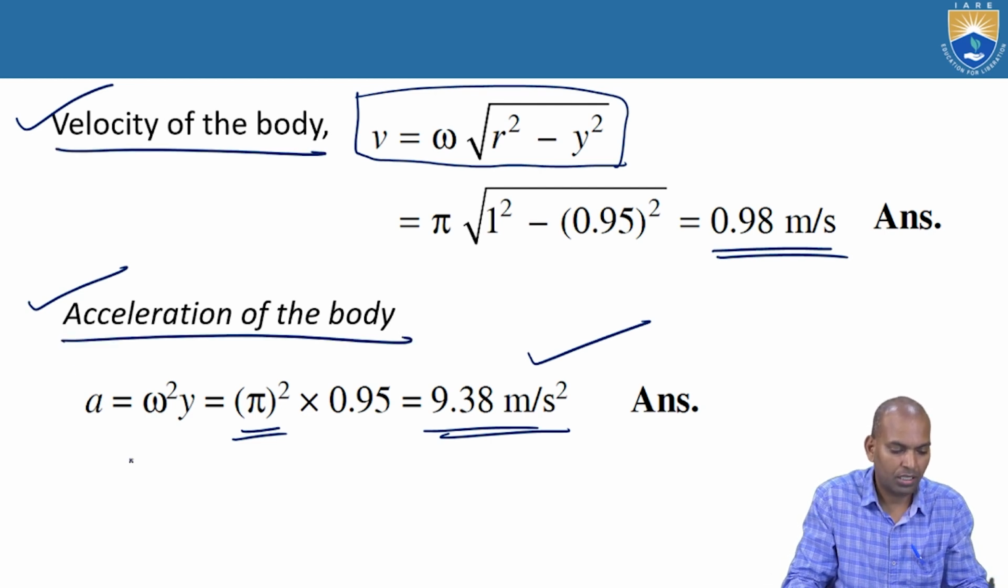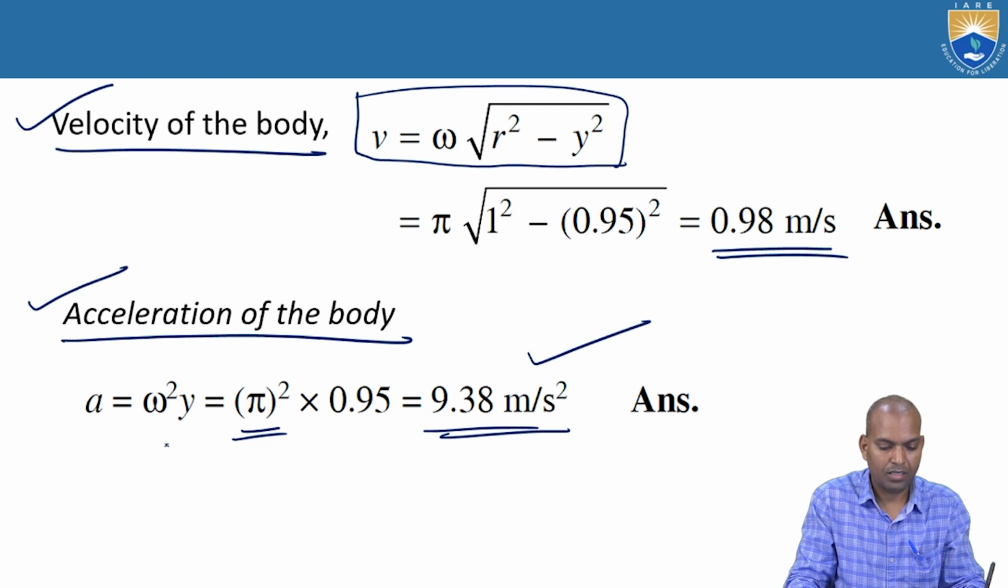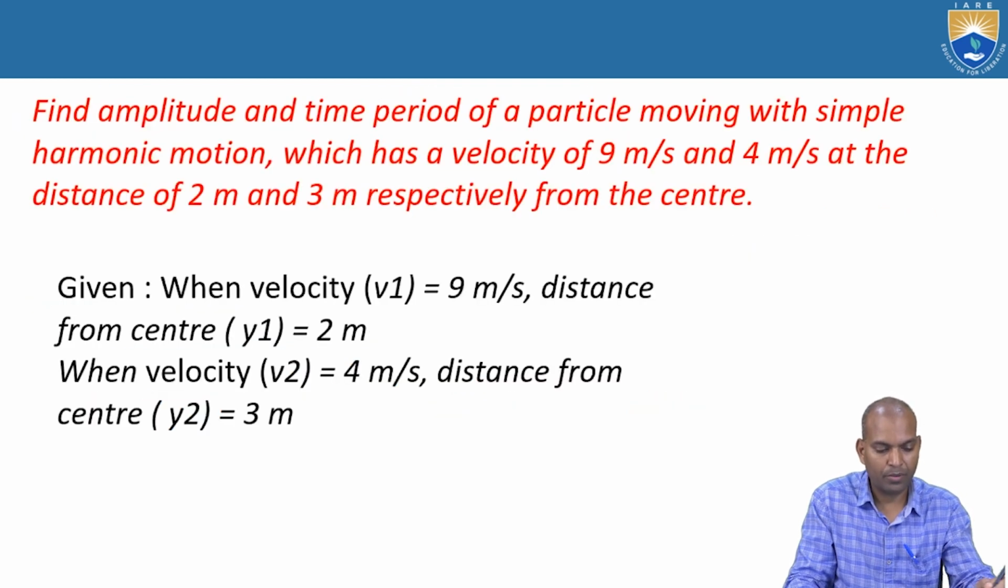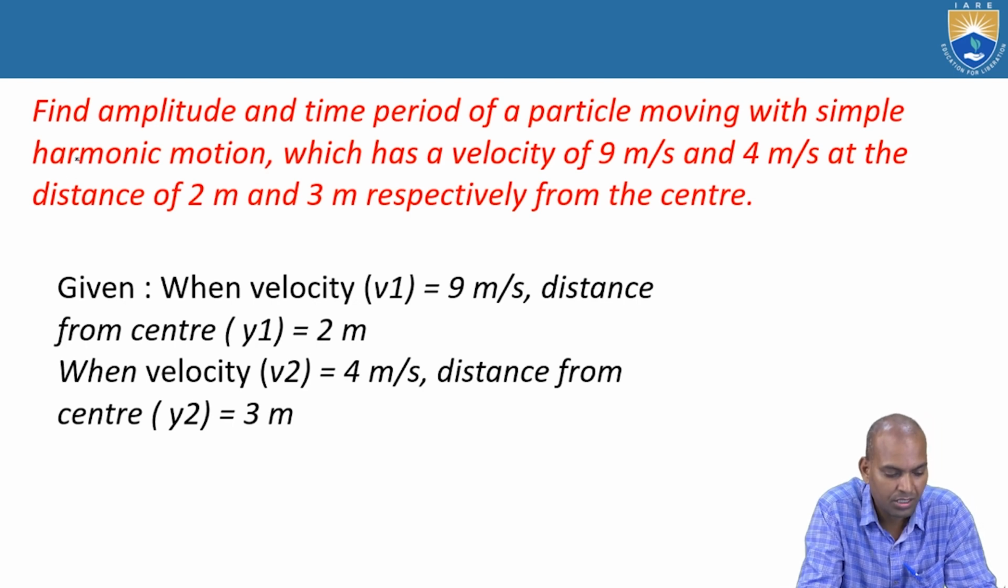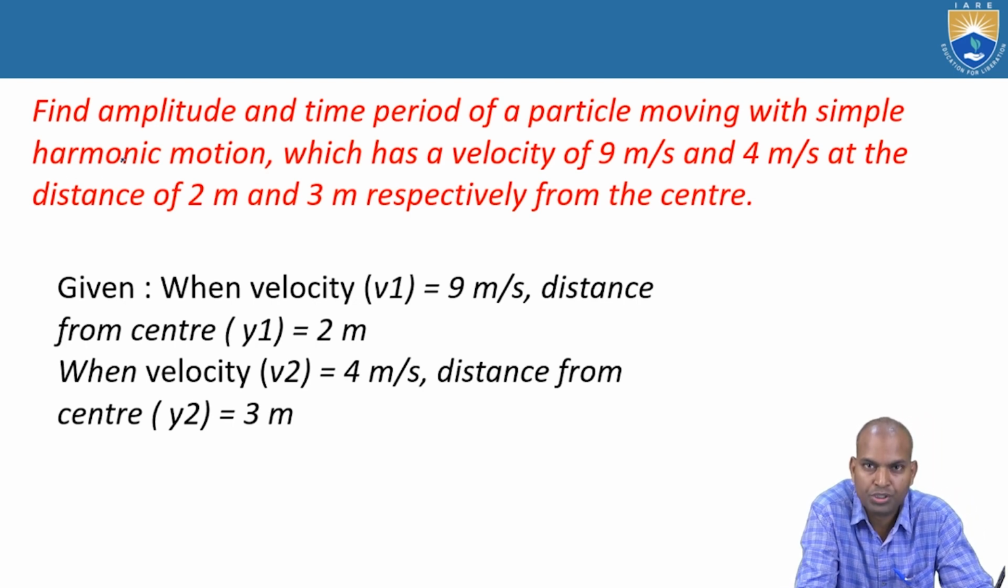Acceleration of the body and the velocity of the body. These are the two objectives calculated here. The next problem we are going to solve is related to simple harmonic motion. The objectives are the amplitude and time period of a particle. That is the problem here.